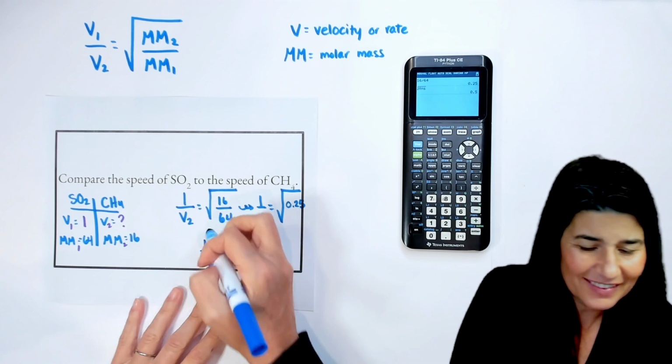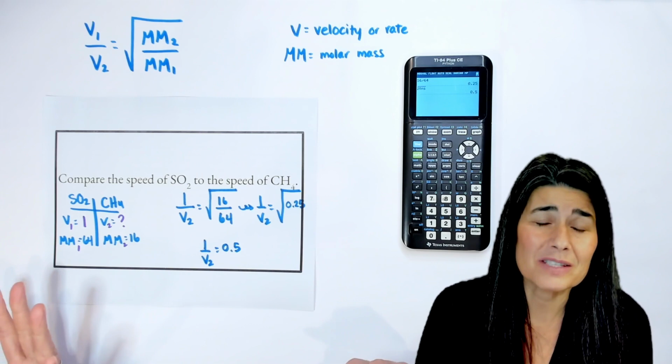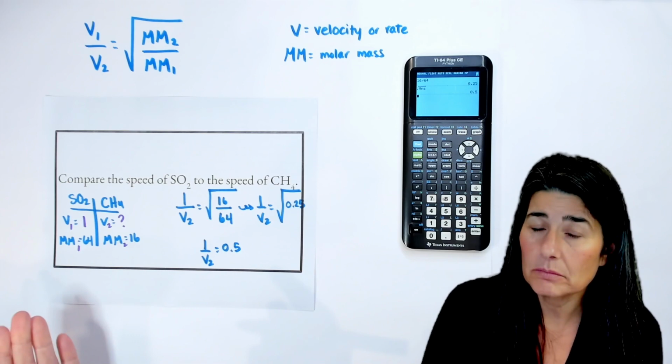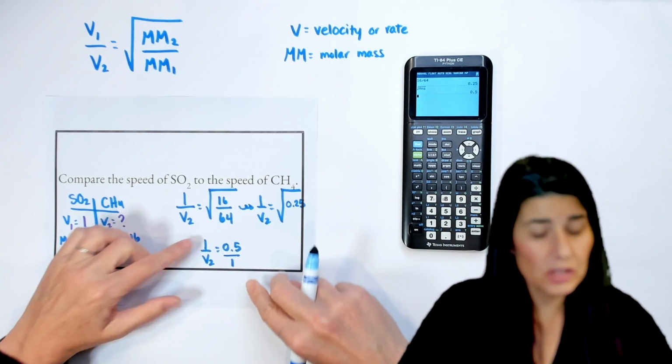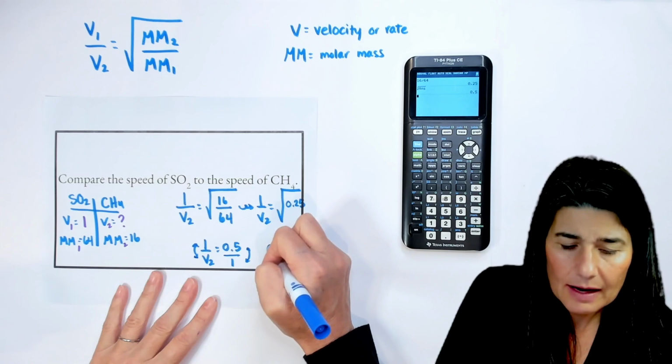See, the problem is V2 is on the bottom. I need it to be on the top. You have a couple of options. You can cross multiply. The V2 comes up, the 0.5 comes down. V2 is 1 over 0.5. Or you could have two ratios. 1 over V2 is the same as 0.5 over 1. Flip them upside down. So if I flip this upside down and I flip this upside down, then I get V2 is 1 over 0.5. Both ways give me the same thing.